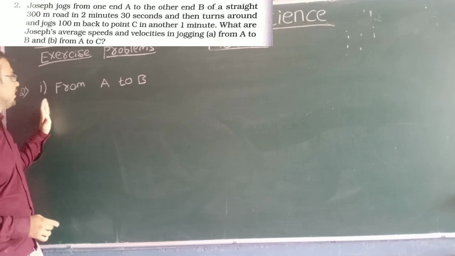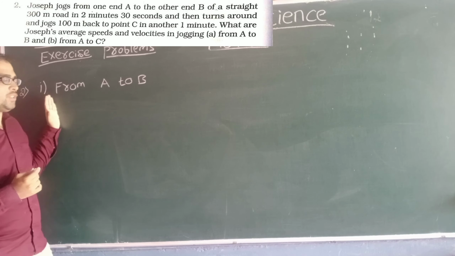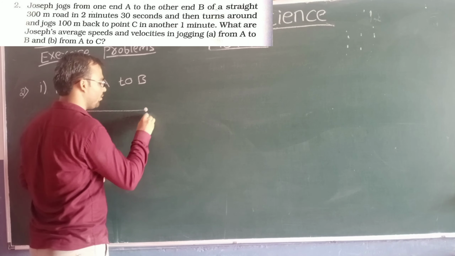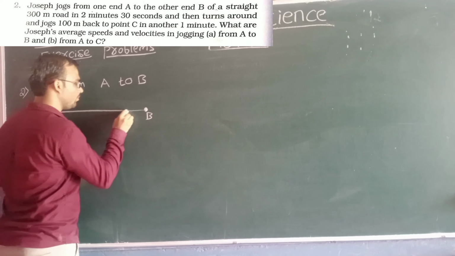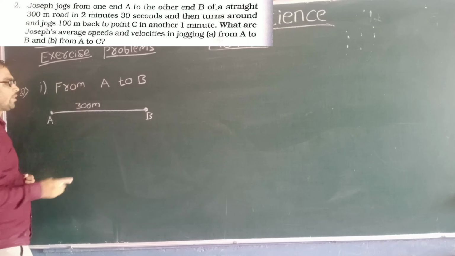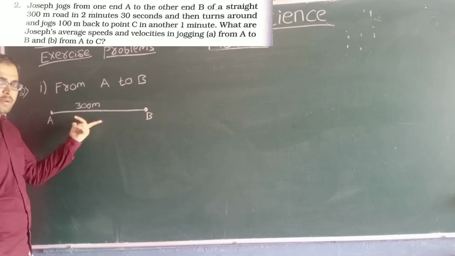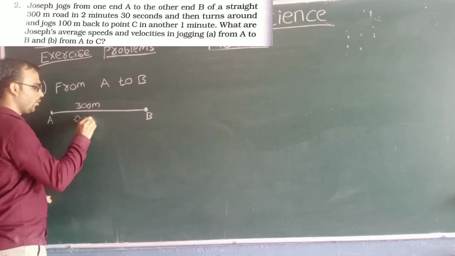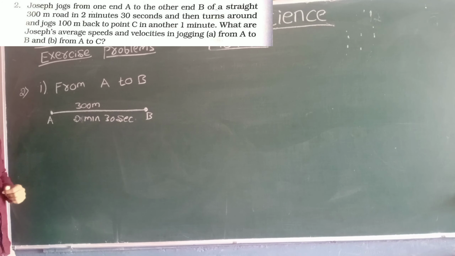So now students, we look at the first case. First we will calculate the average speed and velocity when Joseph is jogging from A to B. This is a straight road, this is point A and this is point B. The distance between these 2 points is 300 meters. And the time taken by Joseph to cover this distance is 2 minutes 30 seconds.